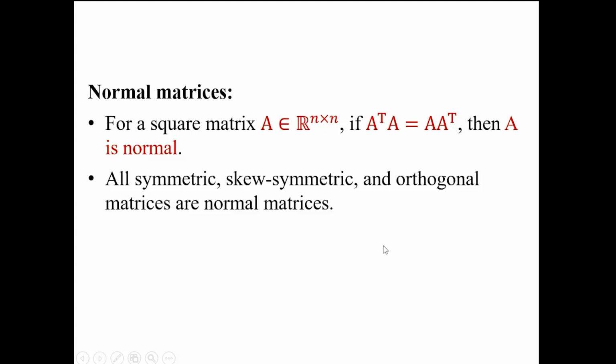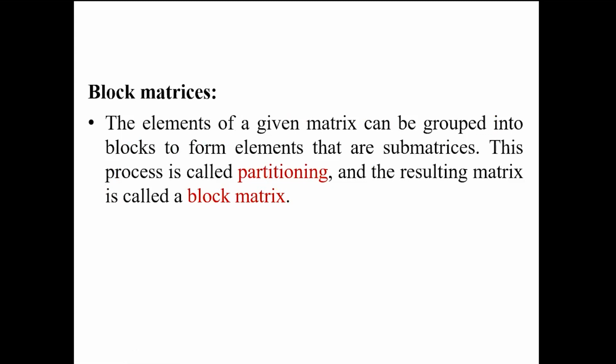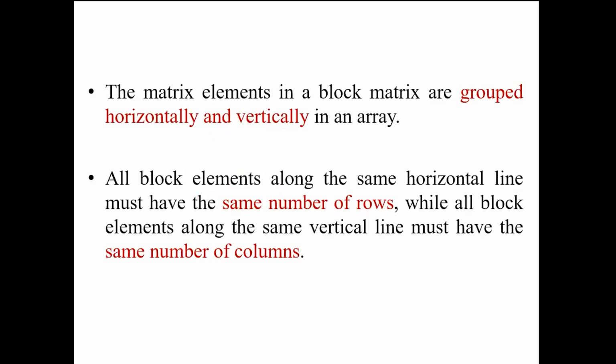Okay, and these are the matrices that satisfy this condition. Then we have block matrices, which are referred to as partition matrices. When you partition a matrix such that its elements are now submatrices, the matrix becomes a block matrix. Then you can do normal matrix operations, just make sure the partitioning is properly done, in a way that is conformable for addition and for multiplication.